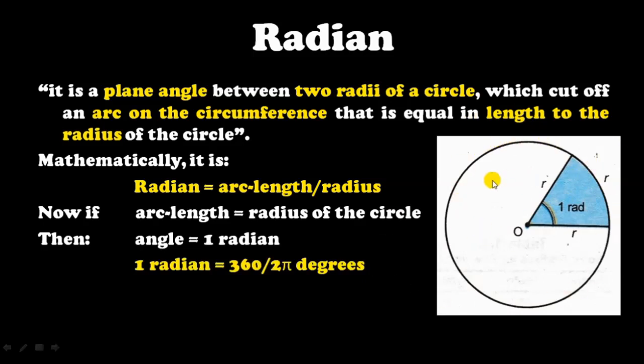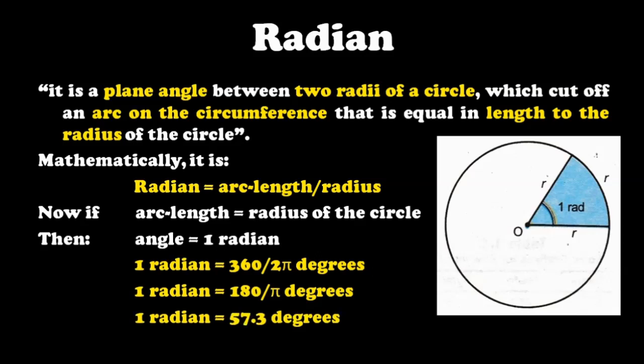So what is it literally equal to? 1 radian is equal to 360 divided by 2 pi degrees. Where does this 360 come from? It comes from the circumference. A circle is 360 degrees. So 1 radian is equal to 360 divided by 2 pi degrees. 360 divided by 2 is 180, and pi is 22 by 7. When you calculate it, you will get 57.3. 1 radian is equal to 57.3 degrees.